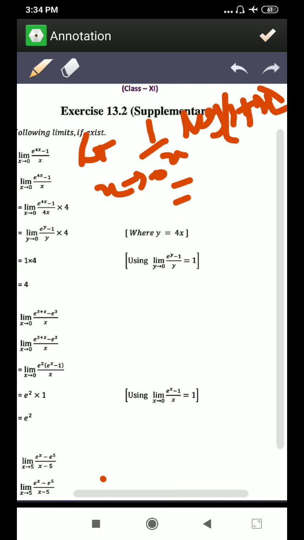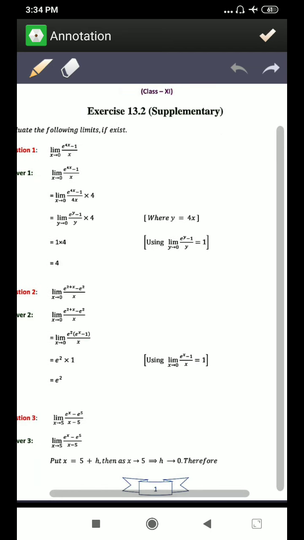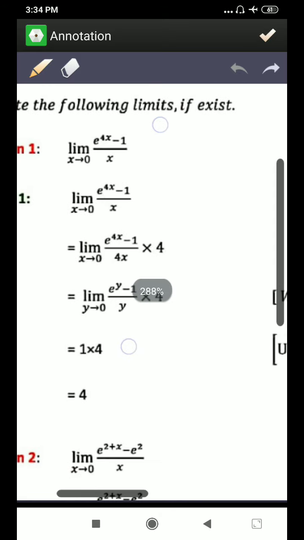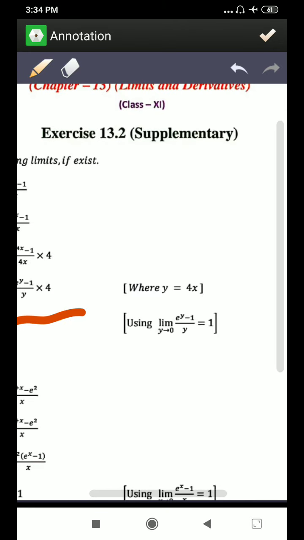This is part of 13.2, the supplementary part of exercise 13.2. It is given at the back side of your NCERT book, so you can find it from there. Your first question is e raised to power 4x minus 1 upon x. As I explained in the theorem, limit y tends to 0, e raised to y minus 1 upon y is 1. So y is there in the denominator, and the same thing should be there in the power of e.